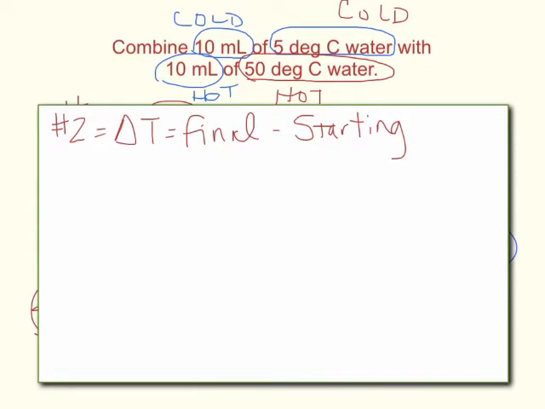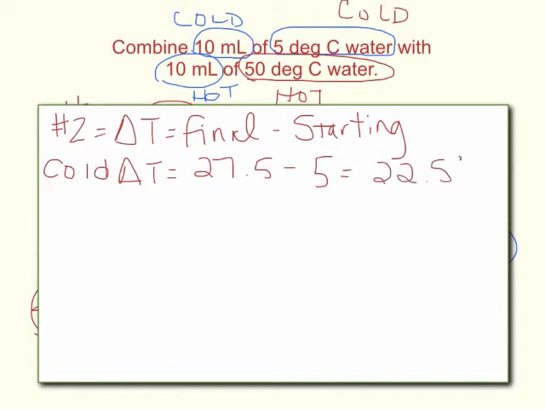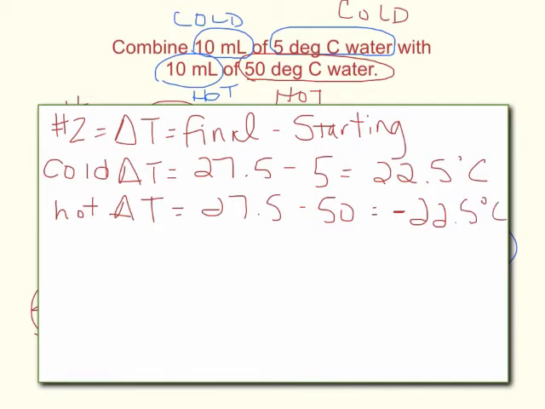Let's start with the change in temperature for the cold. Our final was 27.5 degrees, and our starting temp for the cold was 5 degrees. And so we are going to get a change in temperature of 22.5 degrees Celsius. Our change in temp for the hot, we are going to plug in that 27.5 degrees Celsius, and we are going to subtract 50 from it. And this time we are going to get a negative 22.5 degrees Celsius.